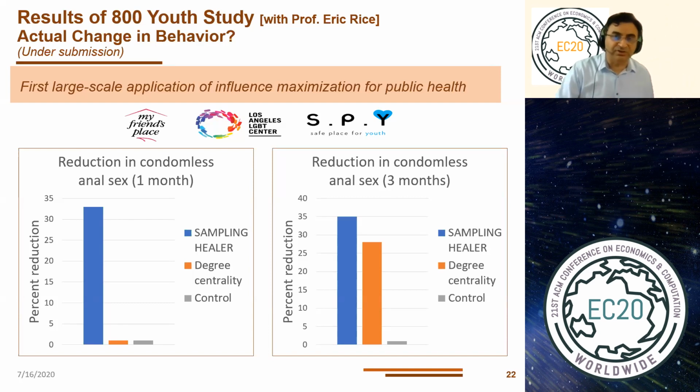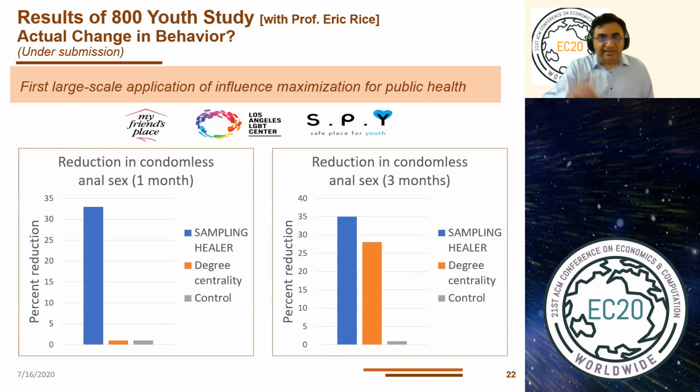It's getting closer to sampling healer, but it took 3 months to get there and still not there. Now, reaching more youth more quickly is really important because first, this is HIV risk behavior, which we want to reduce as quickly as possible. And second, this is a transient community. People often leave. And so it's important to reach them more quickly.